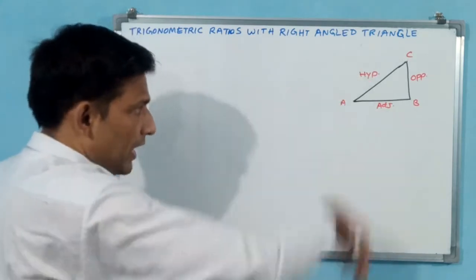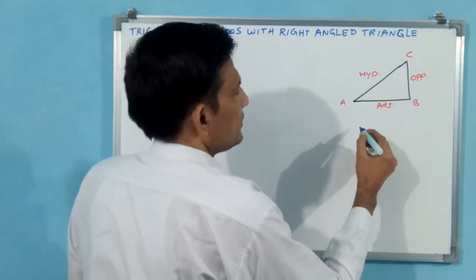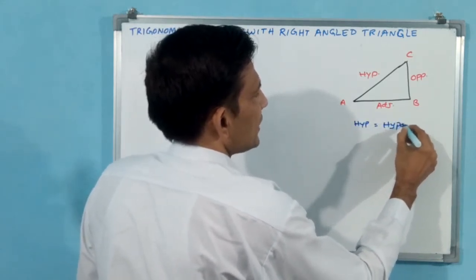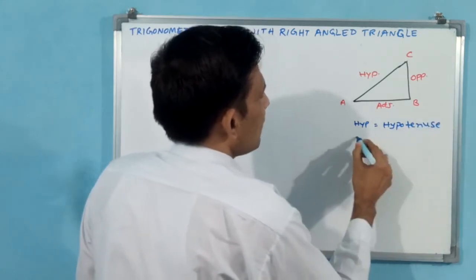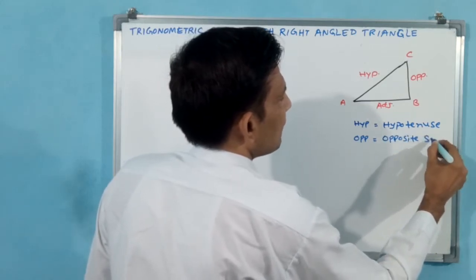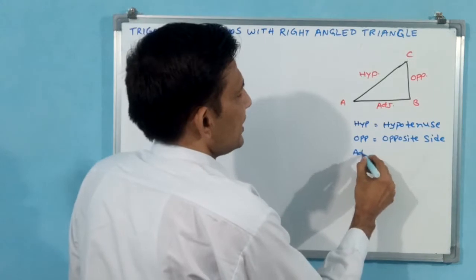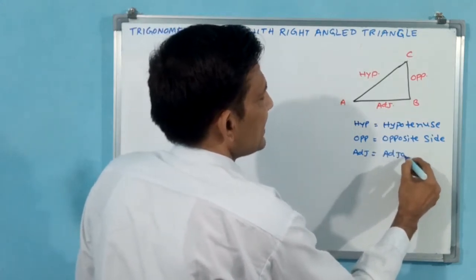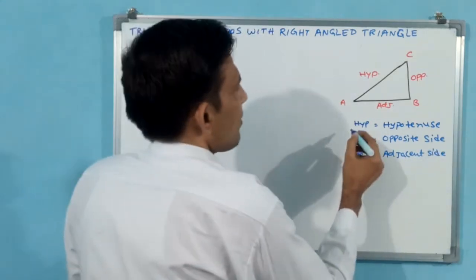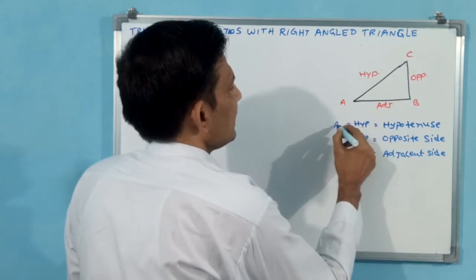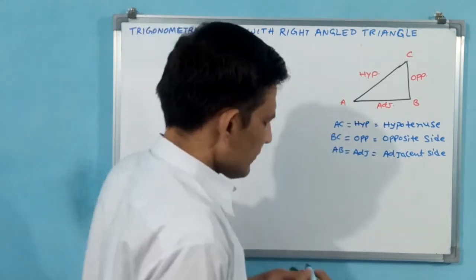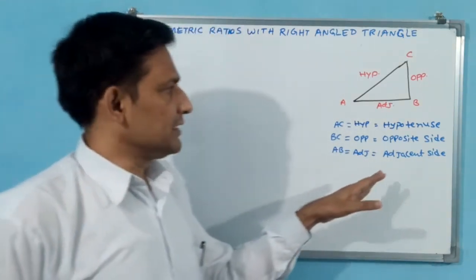Okay. Now I will write those notations again here. HYP means hypotenuse. OPP means opposite side. ADJ means adjacent side. Hypotenuse is AC. Opposite side is BC. Adjacent side is AB. Normally these are the terminology.